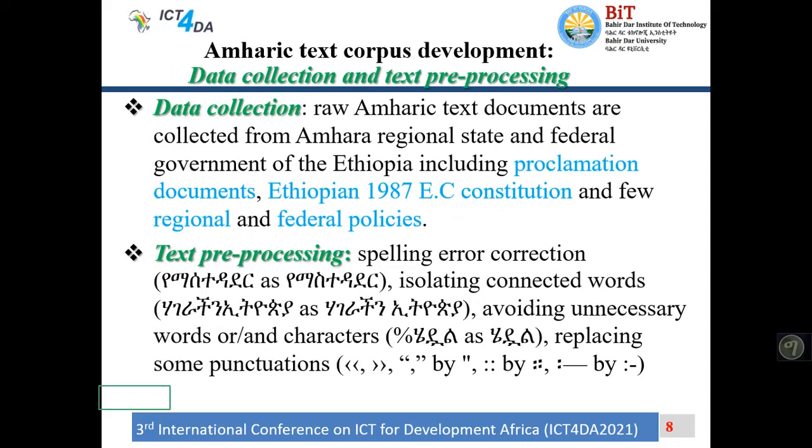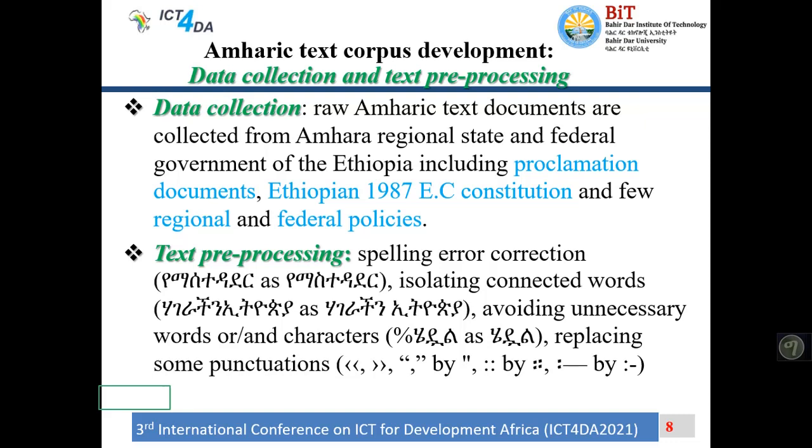Data collection and text pre-processing. Data collection is the first task in the development of a text corpus. Therefore, raw Amharic text documents were collected from the Amhara regional state and the federal government of Ethiopia, including proclamation documents, the Ethiopian 1977 constitution, and a few regional and federal policies.